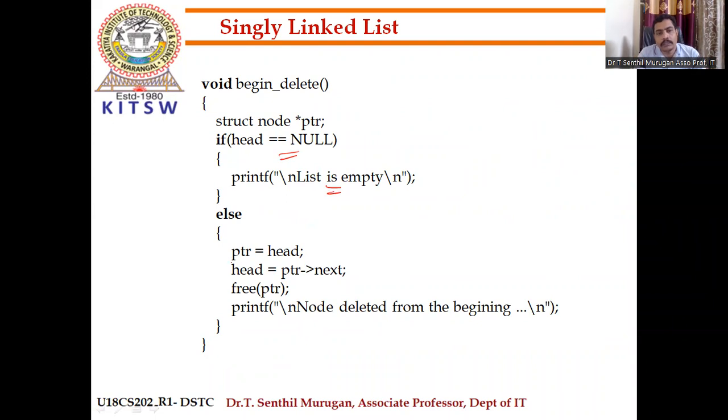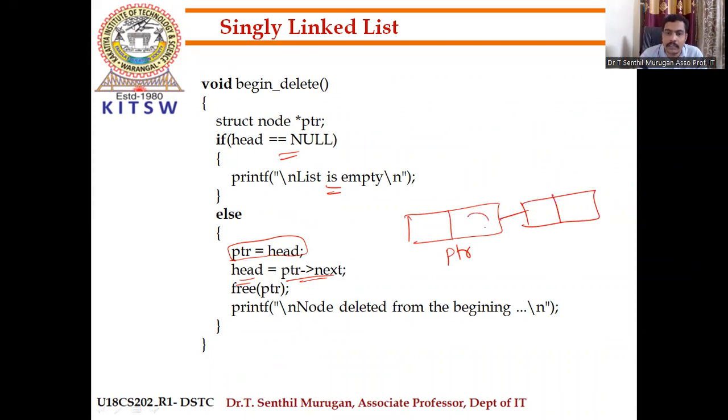Otherwise, we set ptr equal to head, because we have taken only one pointer, and that pointer is pointing to the node. The head pointer is assigned to it. This is the node, and this is the ptr. These are the values of ptr next. So ptr next holds this value, which is binding to this node. It may be ptr plus 1. This is ptr, and this is ptr plus 1.